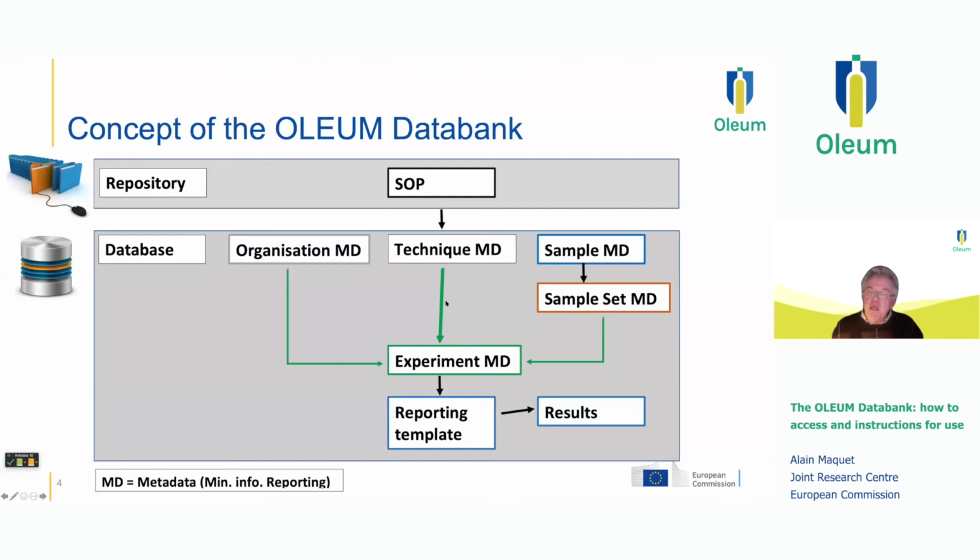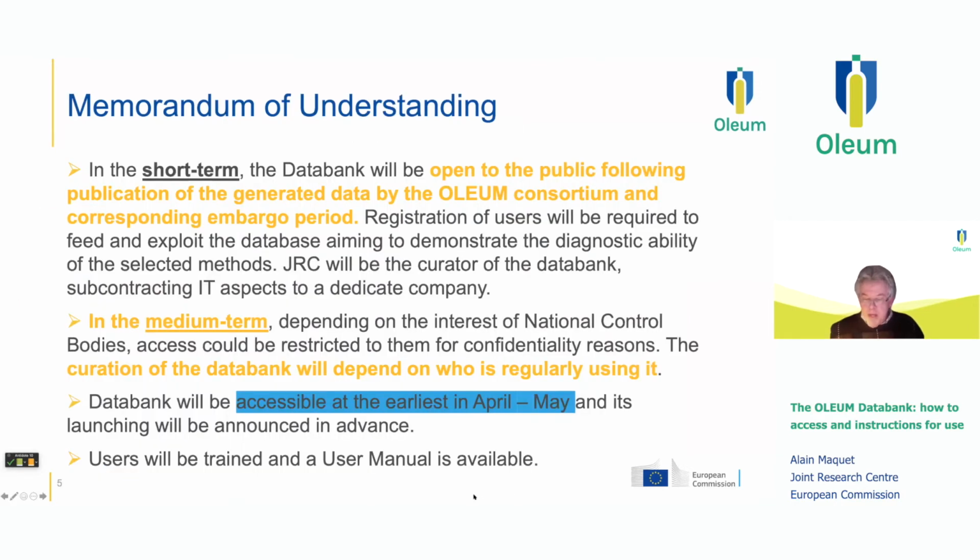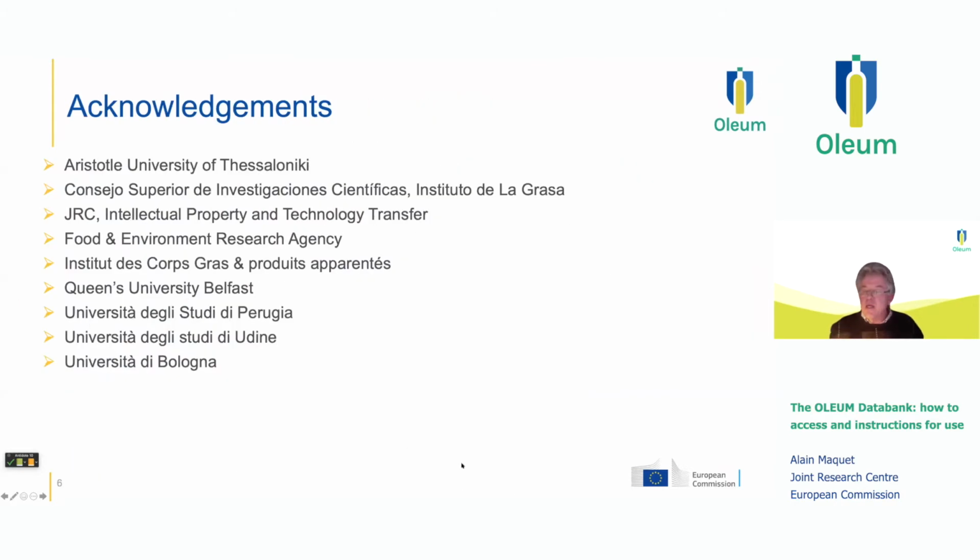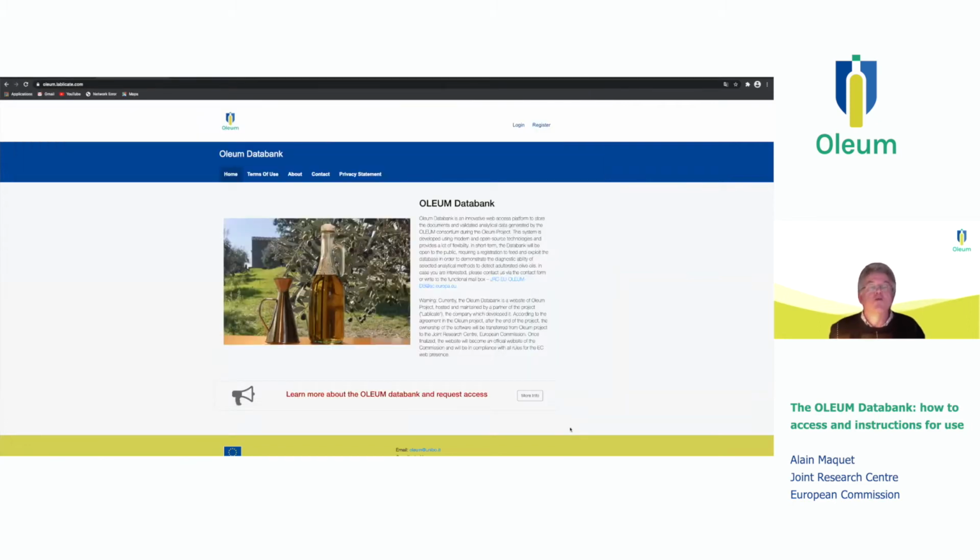Once you have built your experiment, the system generates a reporting template that can be exported, then filled in by the participant with their results, imported back into the system, and then you can manage the results. As you can see, for all these components, we are talking about metadata, the descriptors. We were planning and thinking about what could be the minimum information to be reported. So perhaps now I will skip here and start the demonstration.